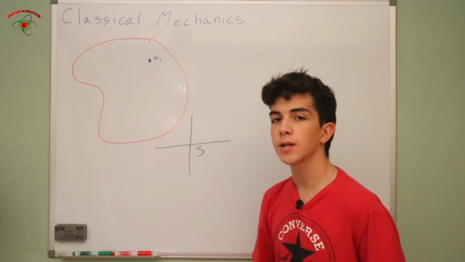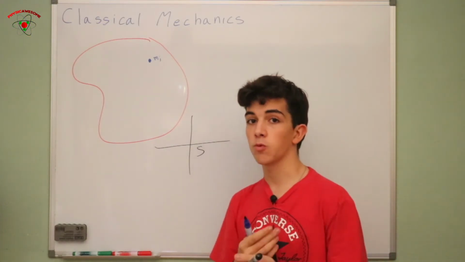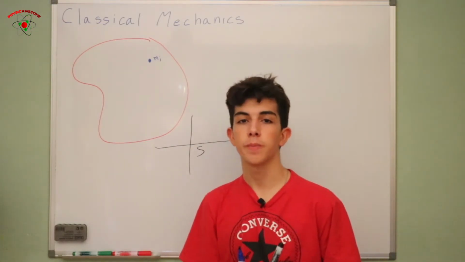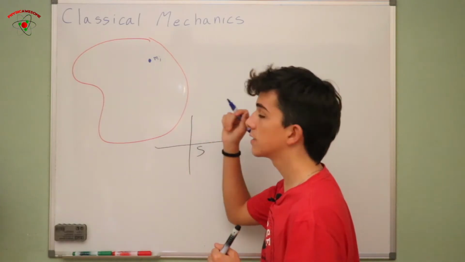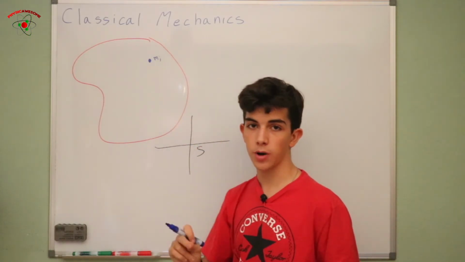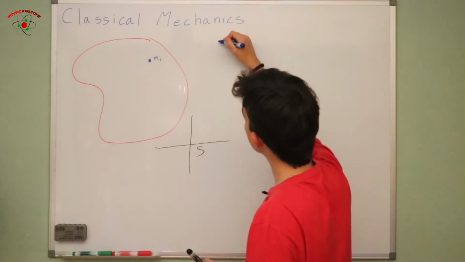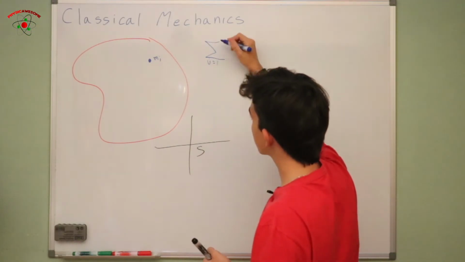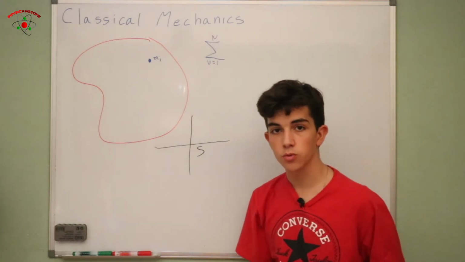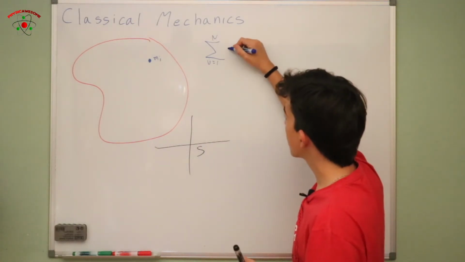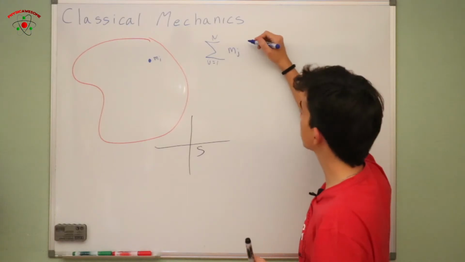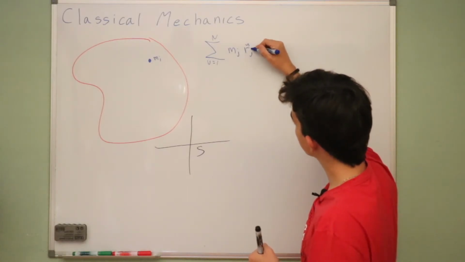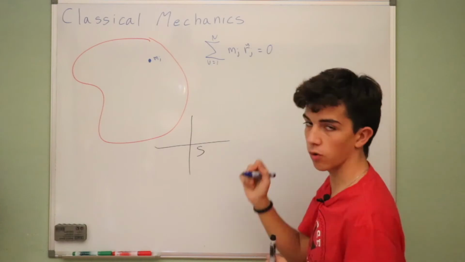The reference frame that we will usually use, and is the one that is mainly used in particle physics, is the center of mass frame. The center of mass frame is such that the sum from j equals 1 to n of m_j times r_j equals 0.